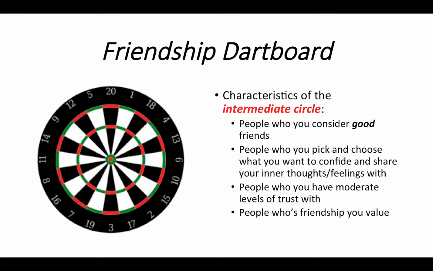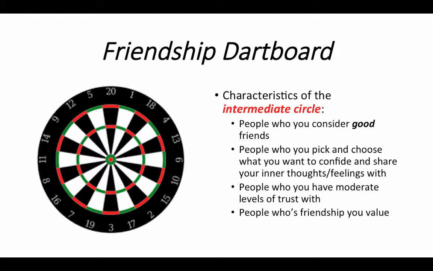Now you're going to notice a couple things about it. You're going to notice that it is many times larger than the bullseye. And that is because you're going to have more friends in your intermediate circle than maybe you do in your inner circle. And you're also going to notice that it is not as big as your outer circle. And that's because you're going to have more select people in your intermediate circle than you do in your outer circle.